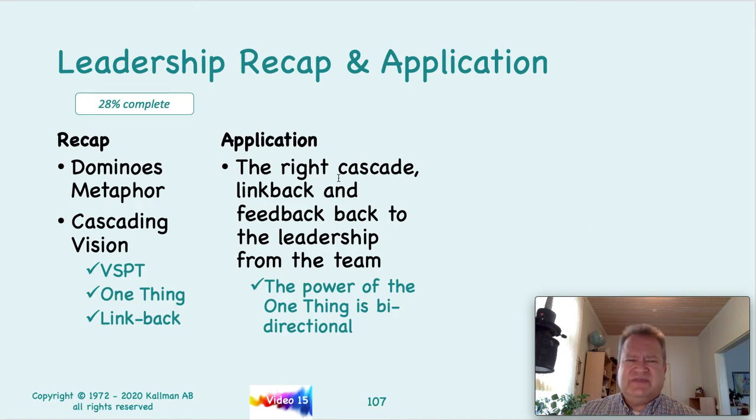So the recap for this one is that you've got the dominoes as the metaphor. You need to cascade vision throughout the organization, and that's the VSPT, the one thing, and then link it back, okay? The application of this, how you take it out of the book and put it in the real world, is the right cascade, link back and feedback to the leadership from the team. How are you going to do that? Okay. So the trick here is the power of the one thing is bi-directional. It's a two-way street. And if you can get that communication flowing correctly, that's going to create the conditions where your team is going to be able to step into flow with the full knowledge that they've got the support and backing of their leadership, and that they're going to actually be able to succeed.